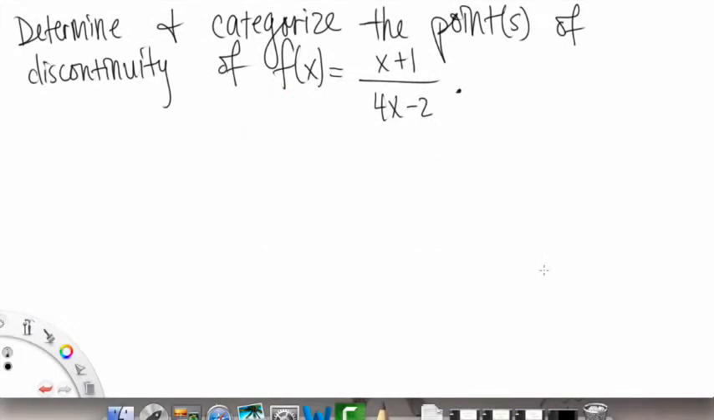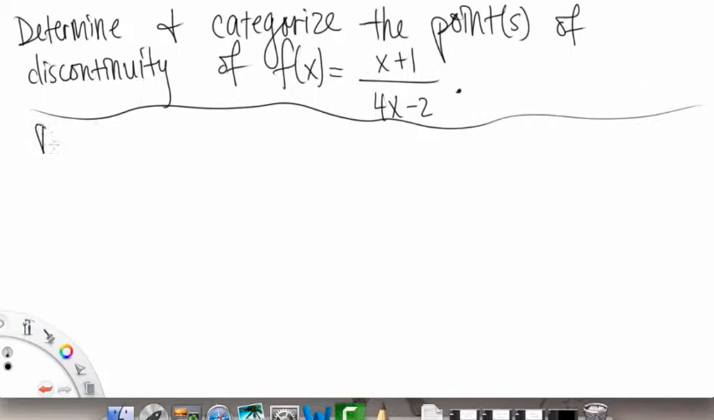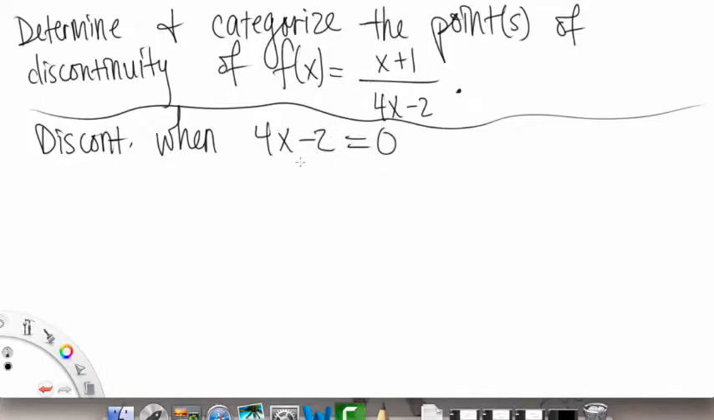So for this problem, we have to determine and categorize the point or points of discontinuity of the function f(x) = (x + 1)/(4x - 2). Discontinuities can occur when the denominator equals 0, right? So it's discontinuous when the denominator, which in this case is 4x - 2, is equal to 0.